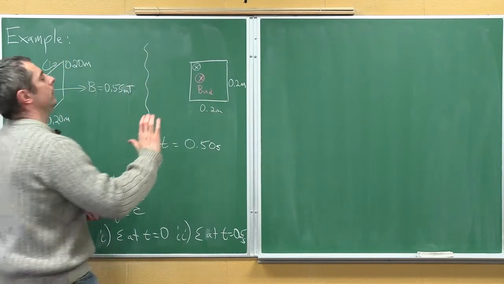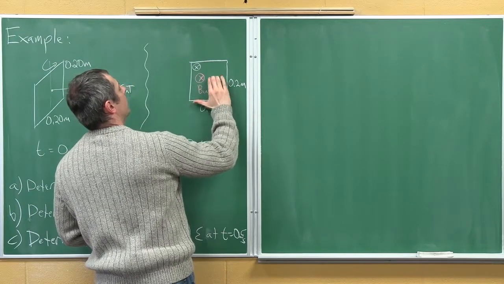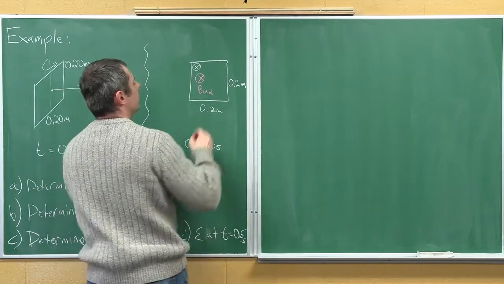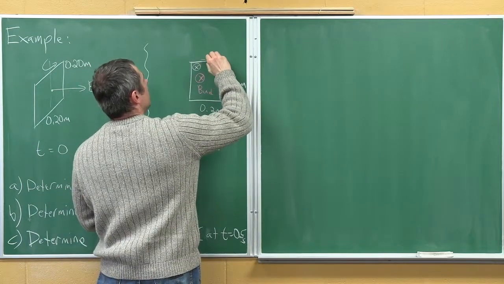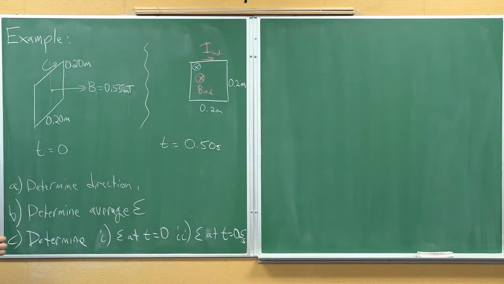And therefore, the current induced to create a magnetic field going into the board like this would have to go like this, around like this. Maybe I'll put it here because there's some room up here. I could say I induced goes to the right in the top portion. So I got A done.